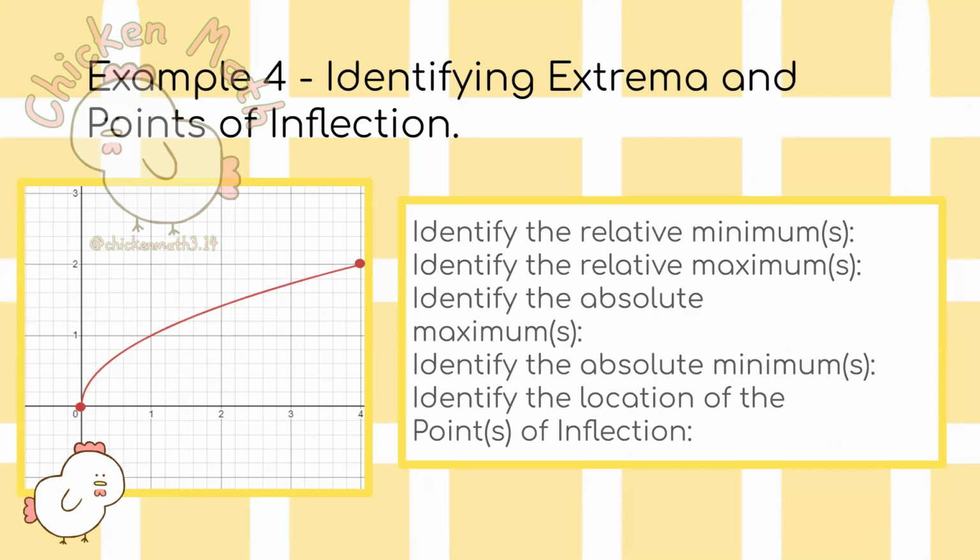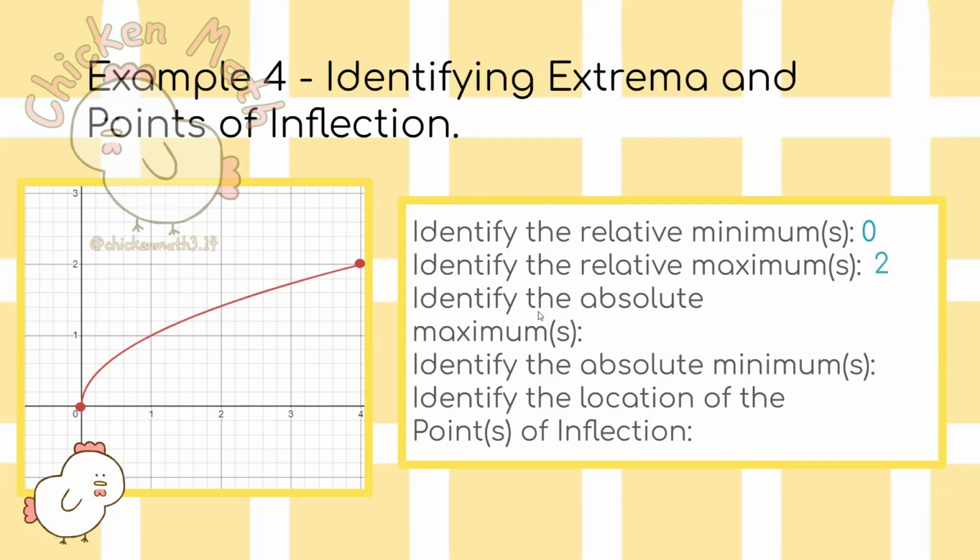Okay, guys, so now we're on to our last example. And just like the other slide, we'll be finding relative and absolute maximums and minimums. So the first question is asking us to identify the relative minimum. So that's just the endpoint with the lowest output value. So in this case, that would be about 0. Identify the relative maximum. So that's the endpoint with the highest output value, which in this case is 2.